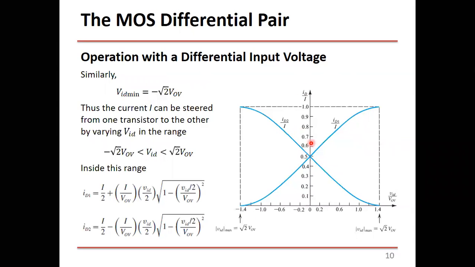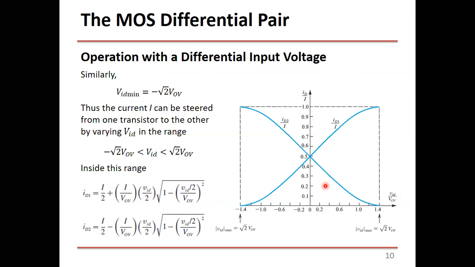But to normalize them, instead of having them as absolute values, we normalize them. So we normalize this with respect to I. So this becomes ID over I. And we normalize this with respect to V over drive. So this becomes VID over V over drive.